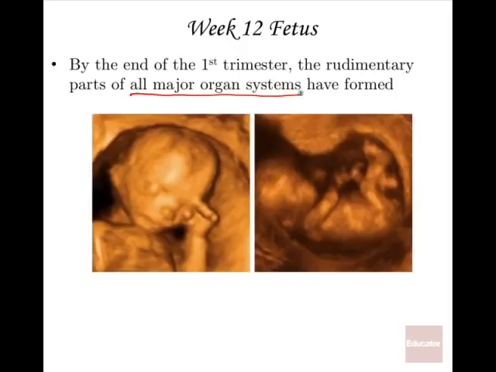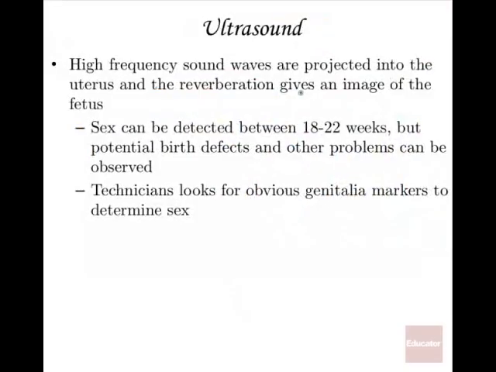But you could see with an ultrasound here that this is a human baby, and ultrasounds have gotten better and better over time. They're not all black and white and grainy anymore. There's some good three-dimensional images from ultrasounds. So speaking of ultrasounds, how does that work? Ultrasound is named after the high-frequency sound waves that are used and projected into the uterus, and the reverberation gives an image of the fetus.